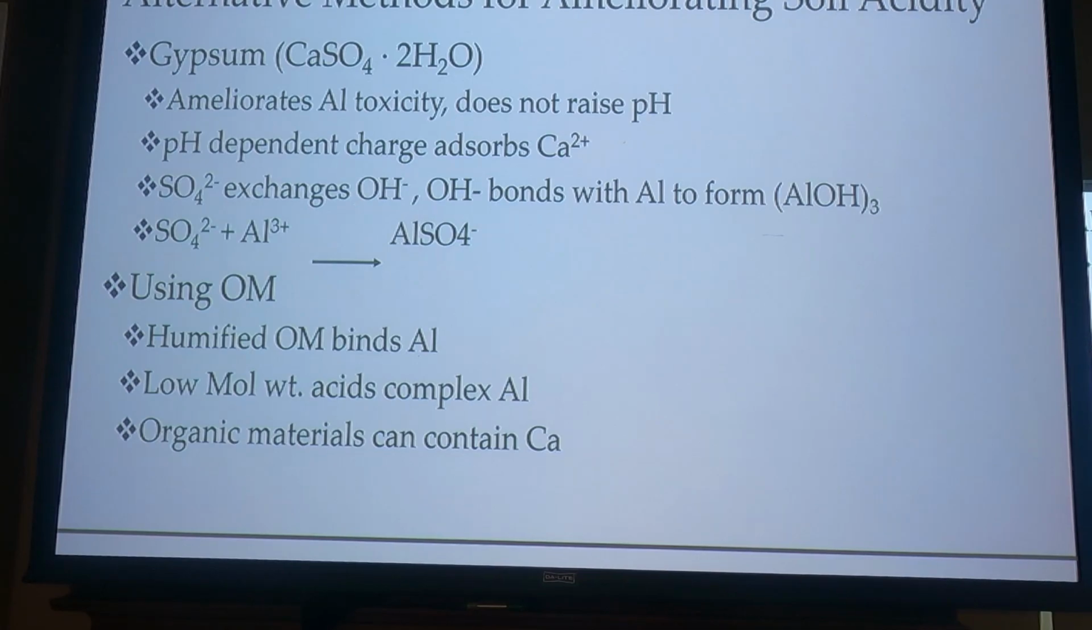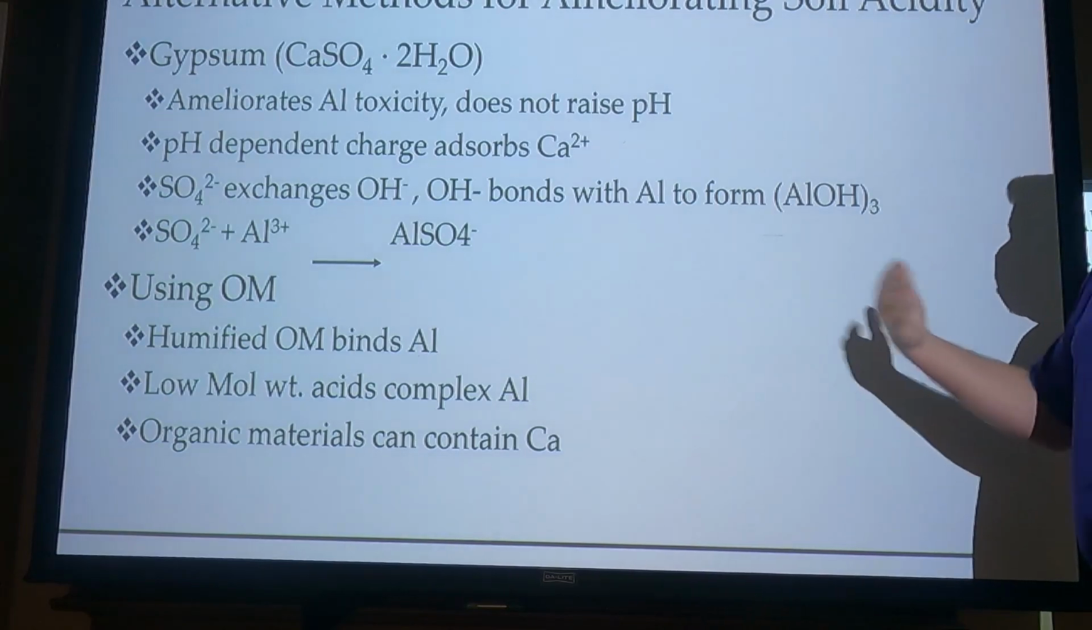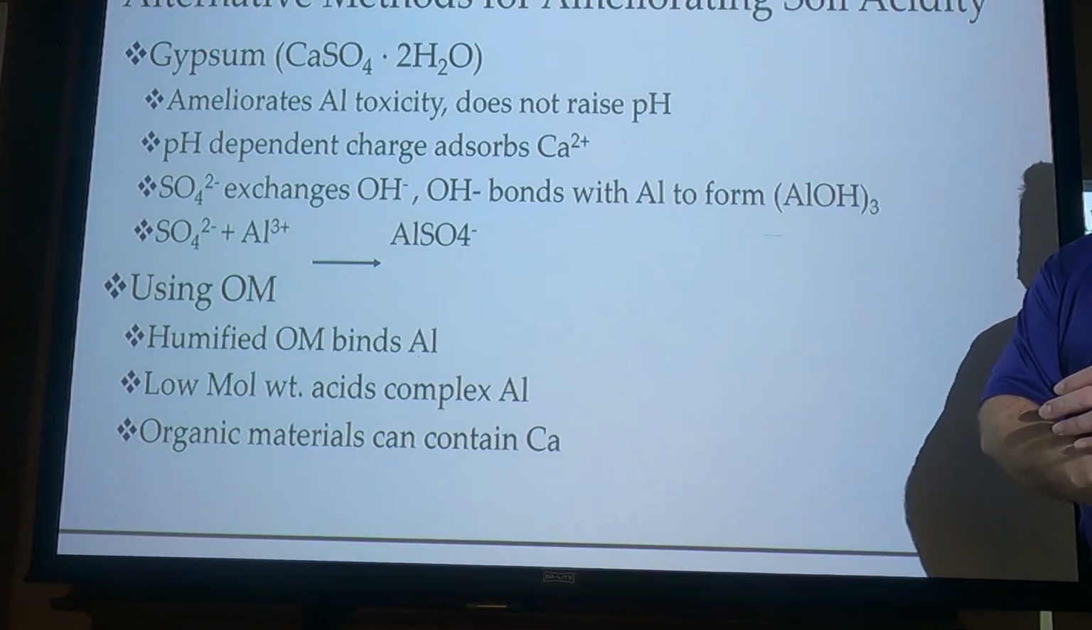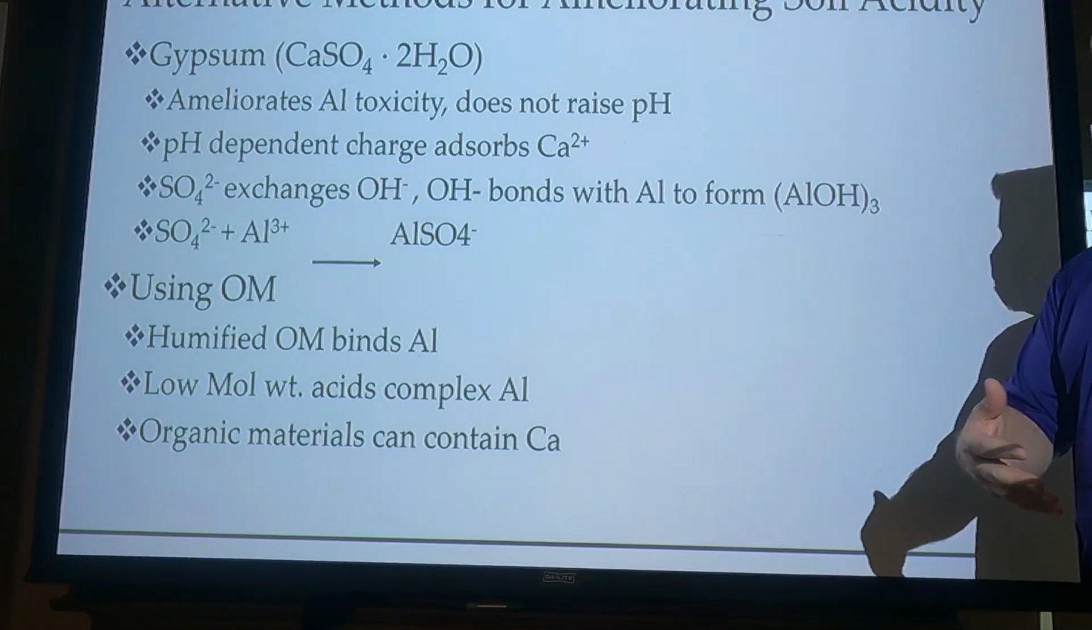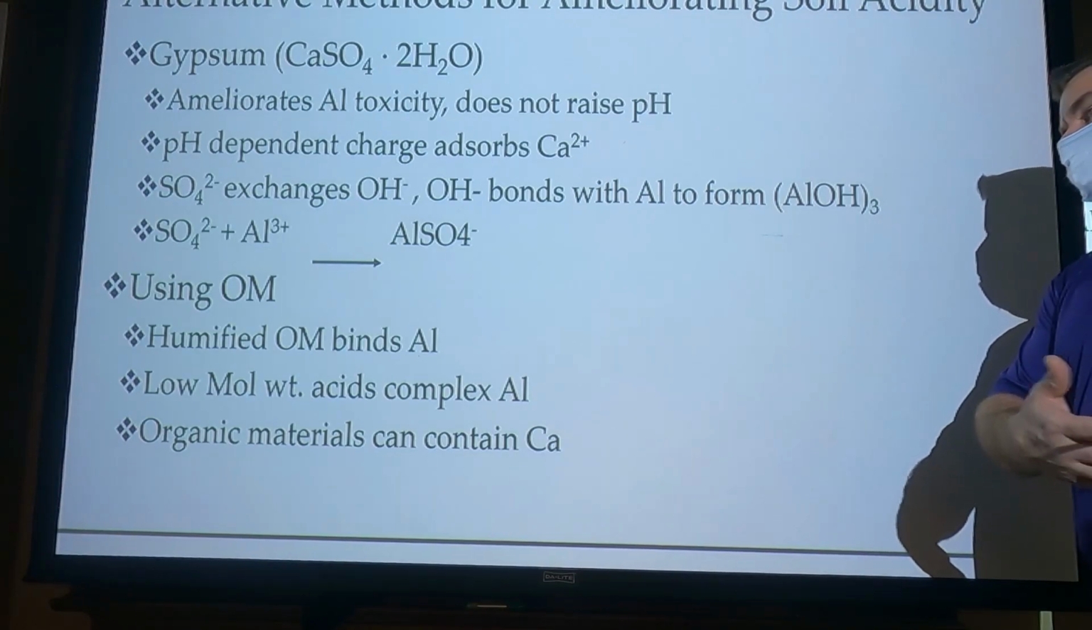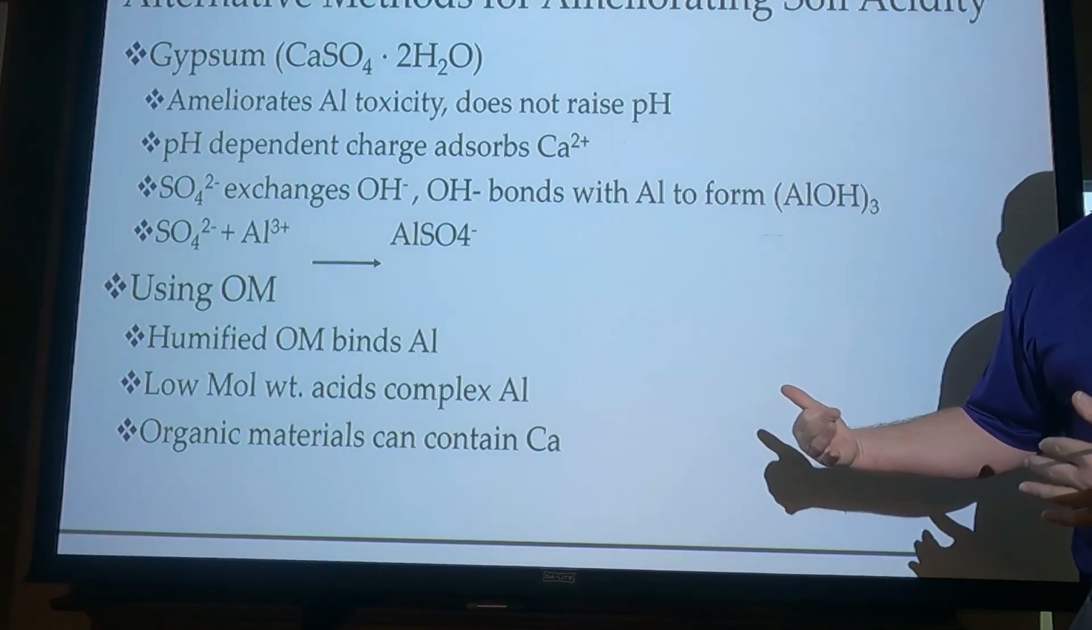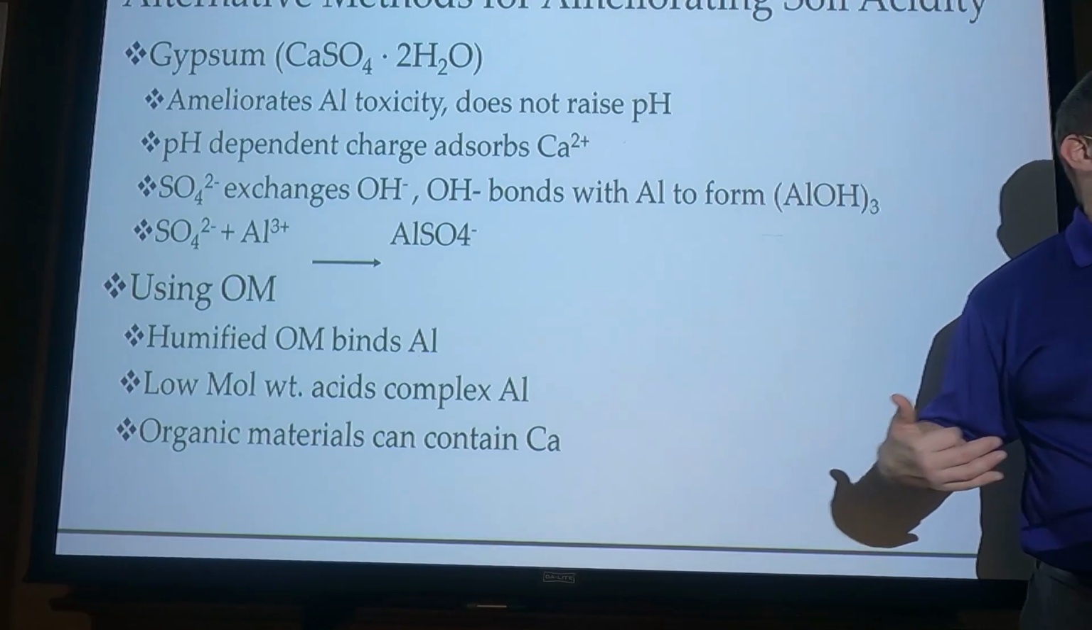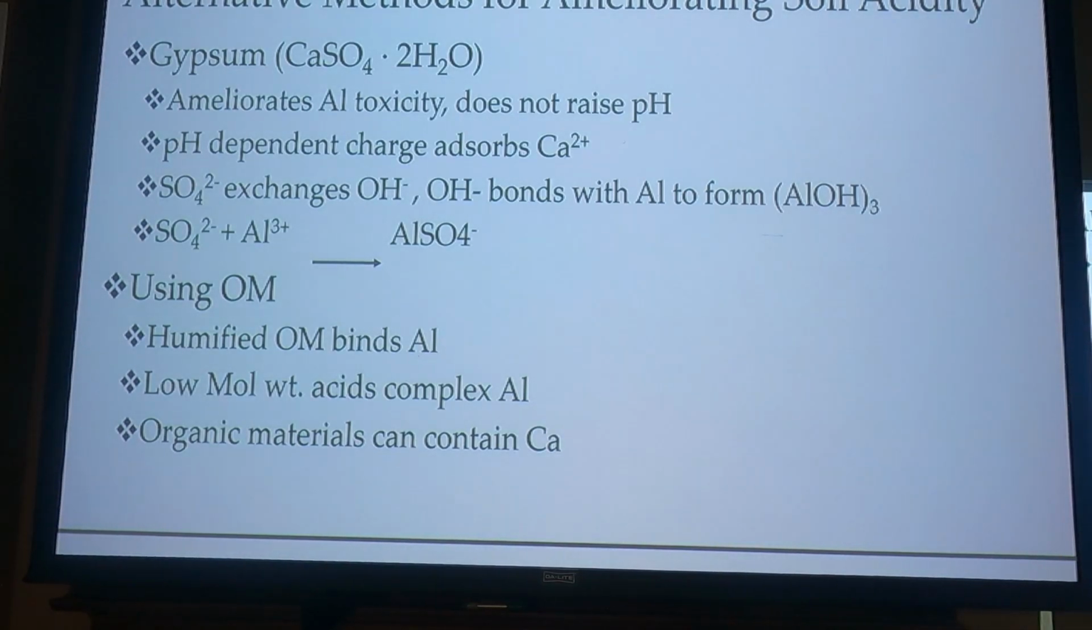Some other ways you can do that is by using organic matter. So the organic matter, with our pH dependent charge, we can raise the pH a little bit quickly. We have the change in the hydrogens dissociating, but we can get an exchange with aluminums being adsorbed to the organic matter. And some of those organic materials may contain calcium.